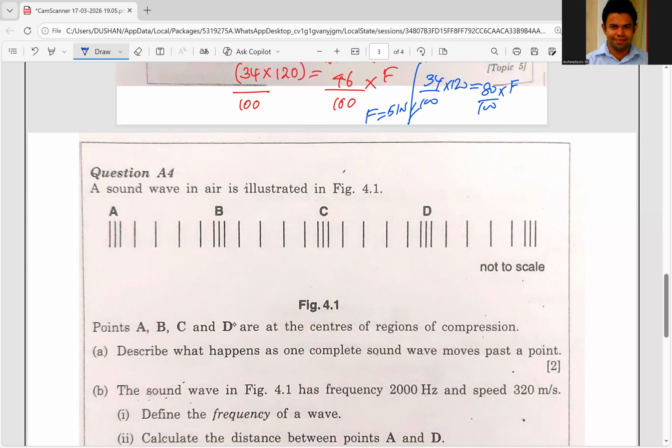Tell me two examples of longitudinal waves. Sound and ultrasound. Tell me two examples of transverse waves. Water waves and seismic waves. Very good. What is the best example? The electromagnetic waves, all electromagnetic waves.